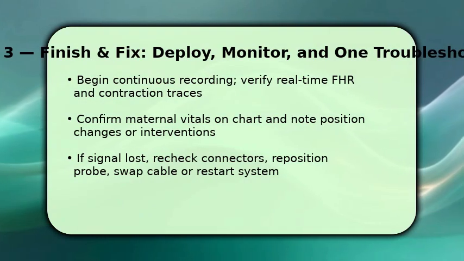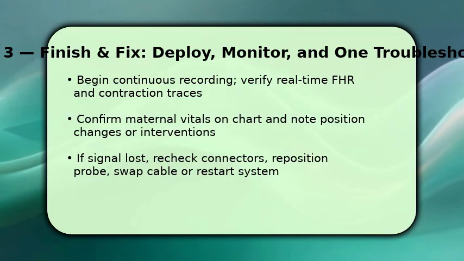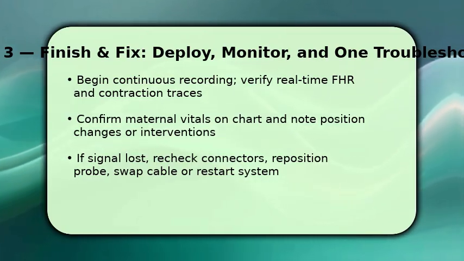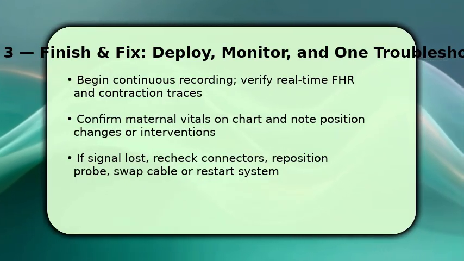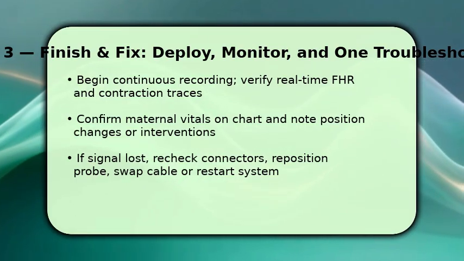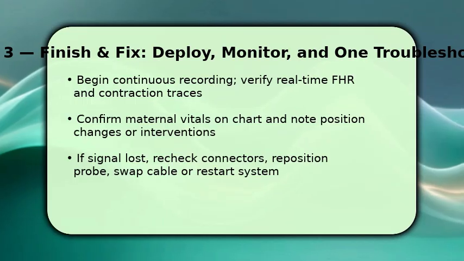Start the monitor and observe real-time traces for at least 5 minutes to confirm stability. You want consistent FHR and contraction morphology. Make sure maternal vitals and patient position are documented, and note any movement or interventions that could alter readings. Once satisfied, save or print the baseline strip and explain alarms to staff.